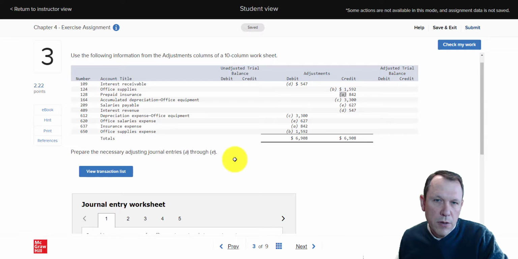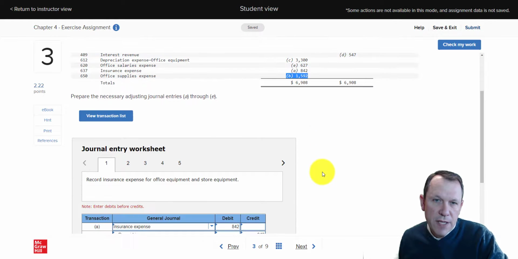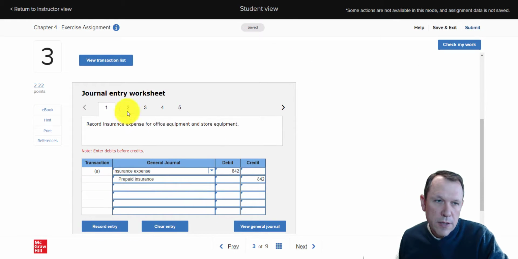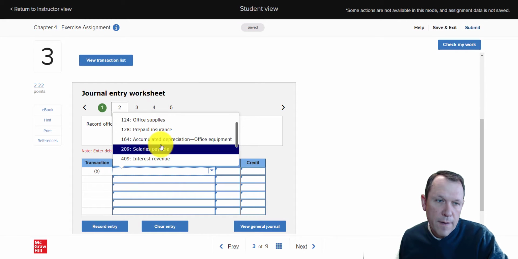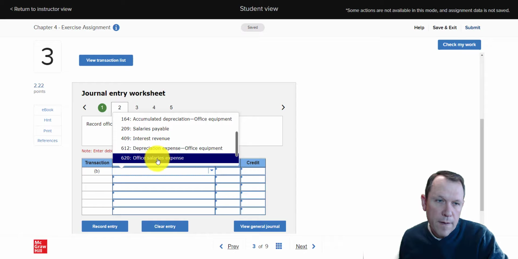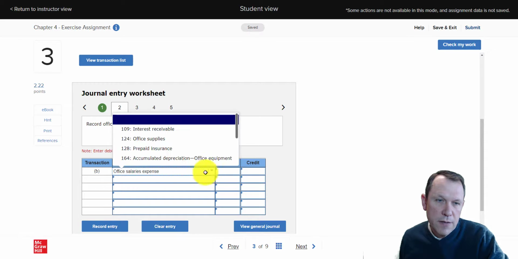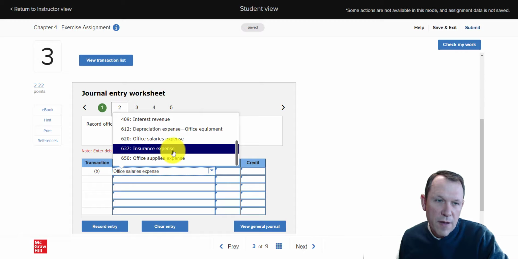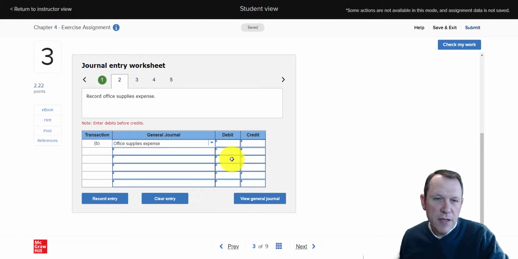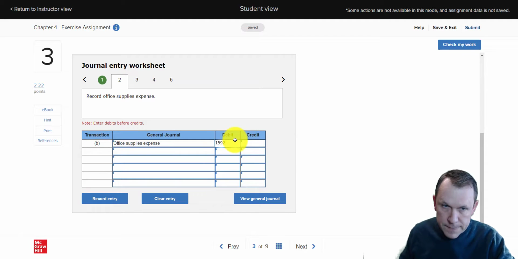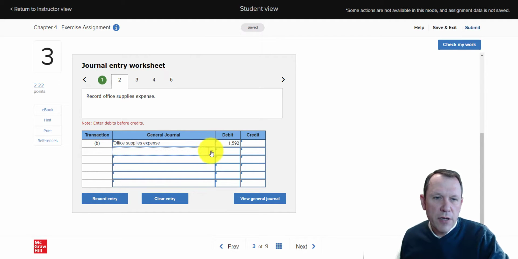So for example, on B here, we've got our debit here to office supplies expense, $15.92. So that's going to be office supplies expense. Oops, that's not the right one. One more down. Office supplies. There we go. So that'll be $15.92 there. And then our credit will be to office supplies, $15.92.